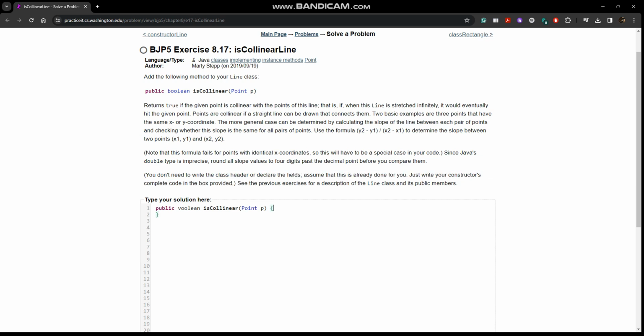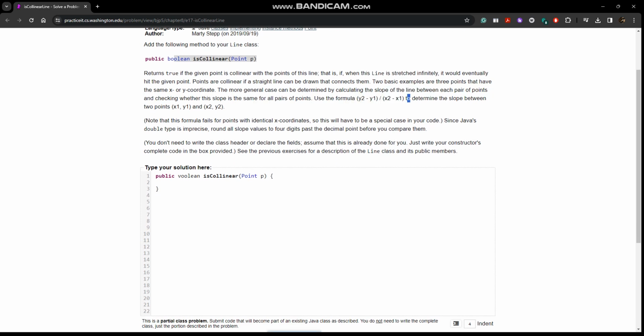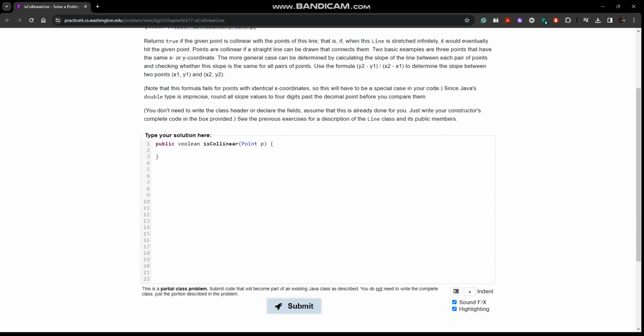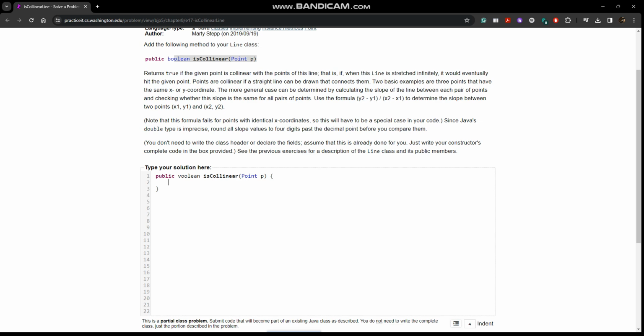So we already wrote our method from before by copying this part here, and then we're going to go into the problem. So basically, it already gave us the formula y2 minus y1 divided by x2 minus x1 to find the slope. So as long as we just find this and then return it, then we'll get the answer. So first, we're actually gonna create an if statement to make sure that this special case is taken care of before we go into our formula.